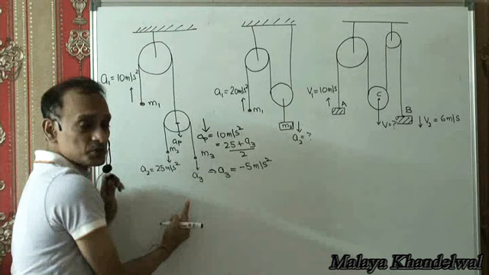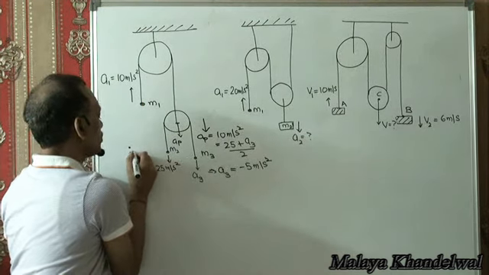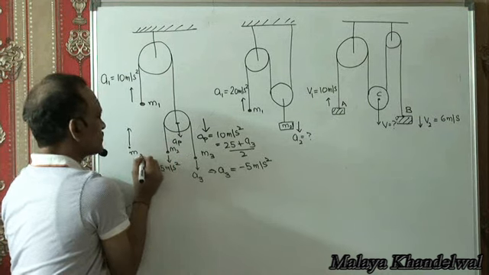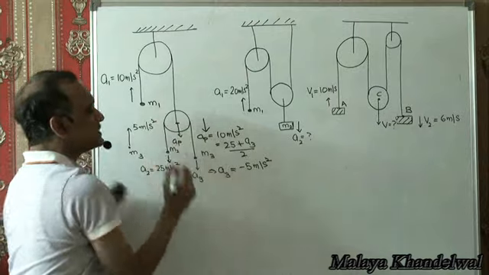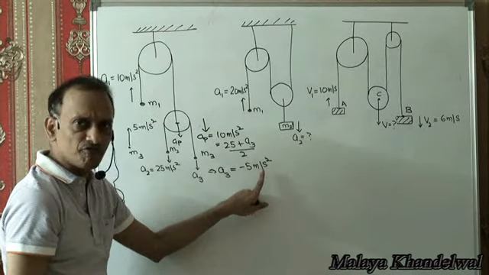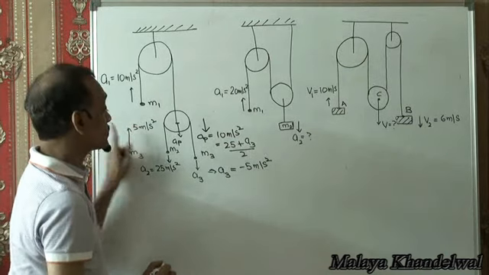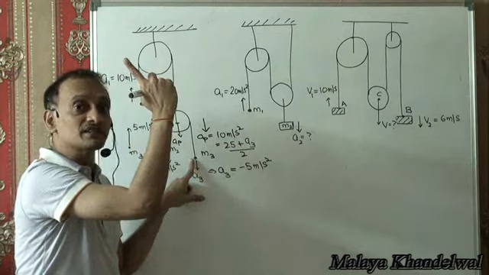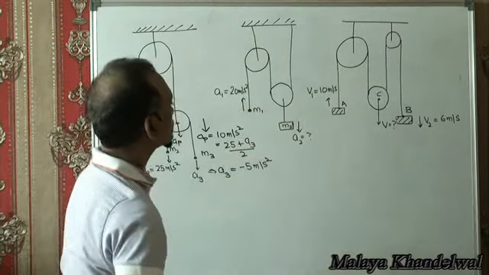Now 5 meters per second squared downwards means m3 actually is moving up. M3 is actually moving up with an acceleration of 5 meters per second squared, because I've chosen downward as positive. Downward acceleration of minus 5 meters per second squared is like an upward acceleration of 5 meters per second squared. So m3 is moving up with an acceleration of 5 meters per second squared. Let's look at this example.